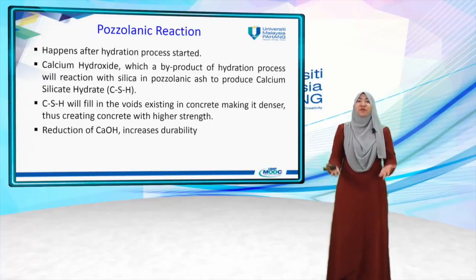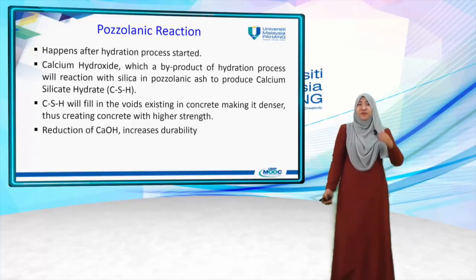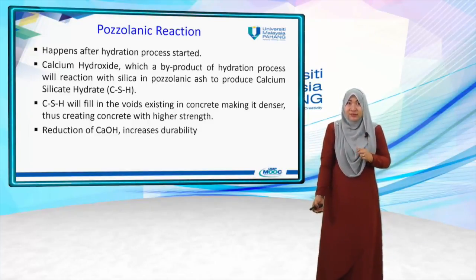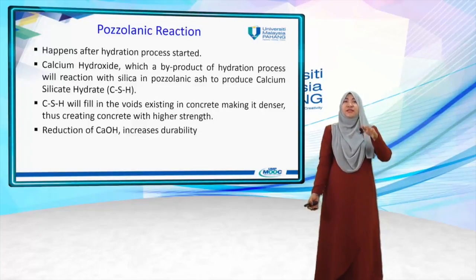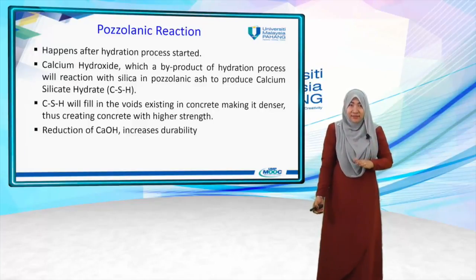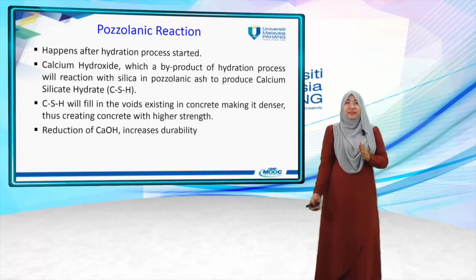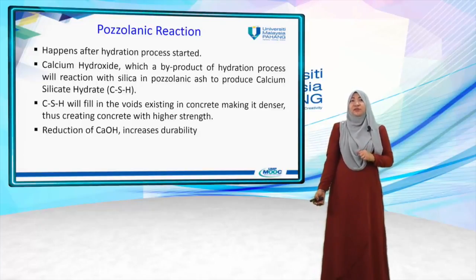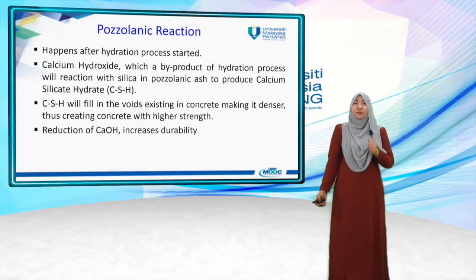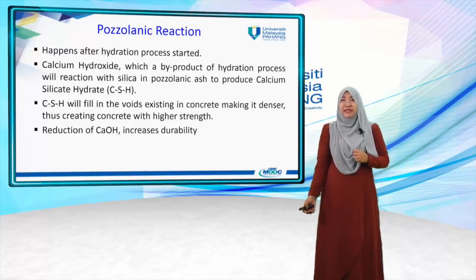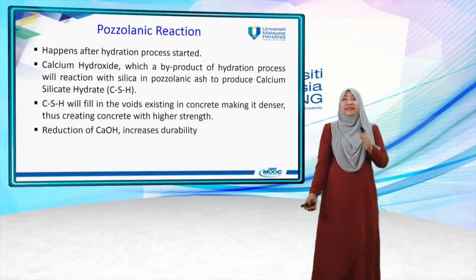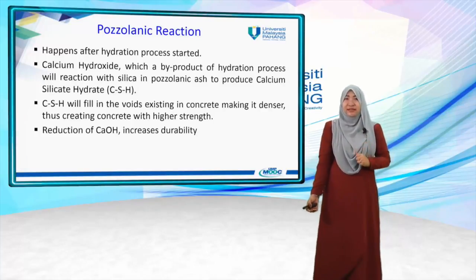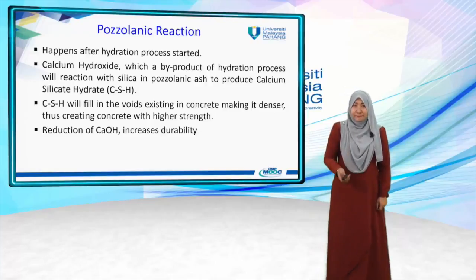So what is the pozzolanic reaction? The pozzolanic reaction happens after the hydration process started. So calcium hydroxide, which is a byproduct of the hydration process, will react with silica in pozzolanic ash to produce calcium silicate hydrate. So this calcium silicate hydrate will fill in the voids existing in concrete, making it denser, thus creating concrete with higher strength. And then the reduction of calcium hydroxide increases durability.